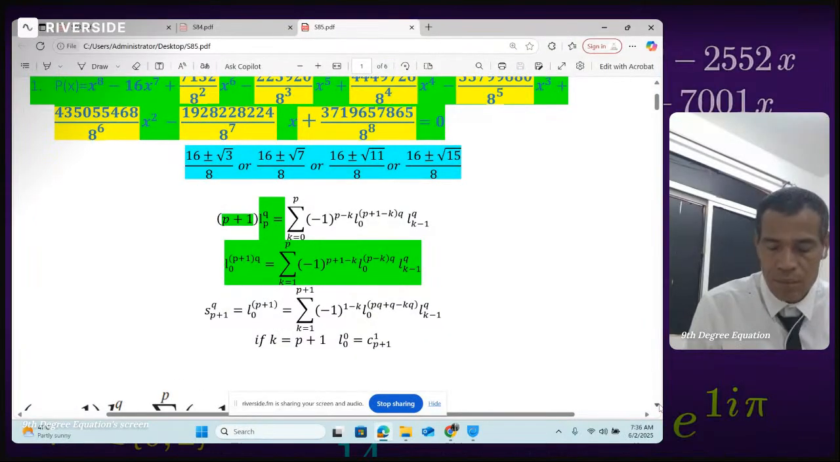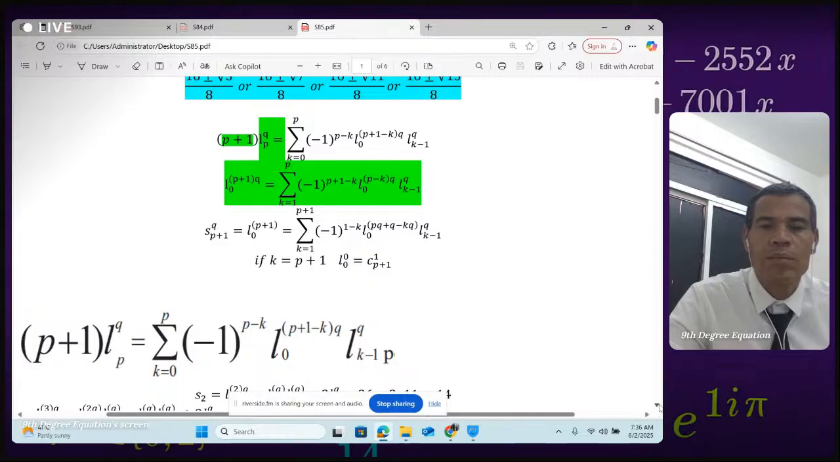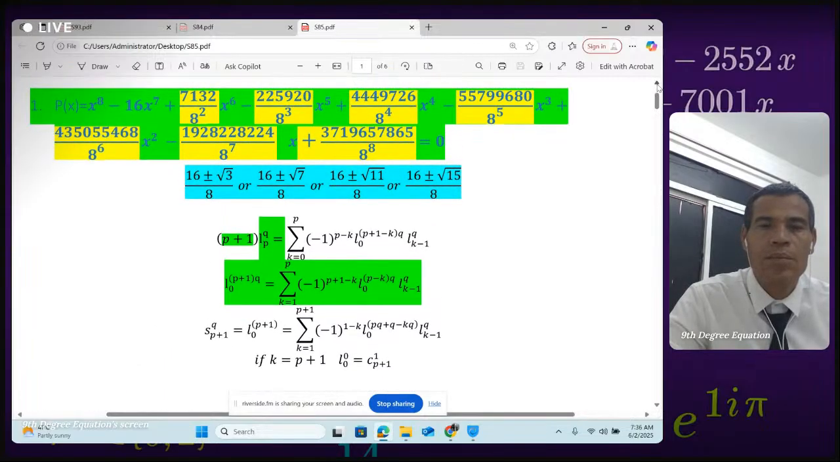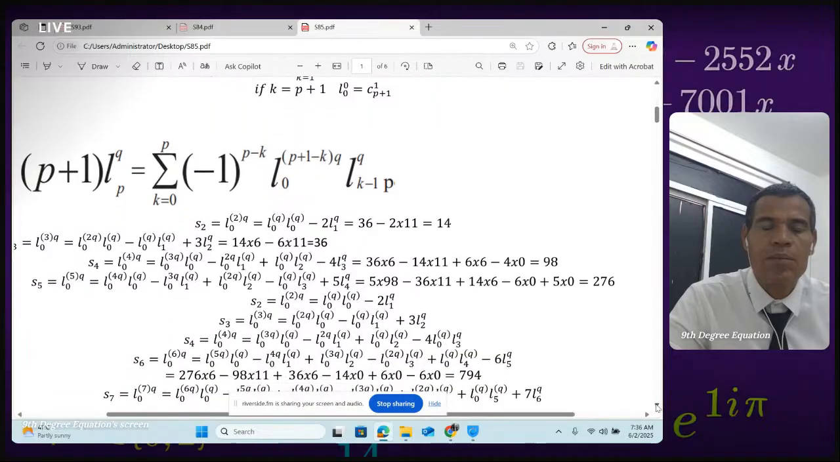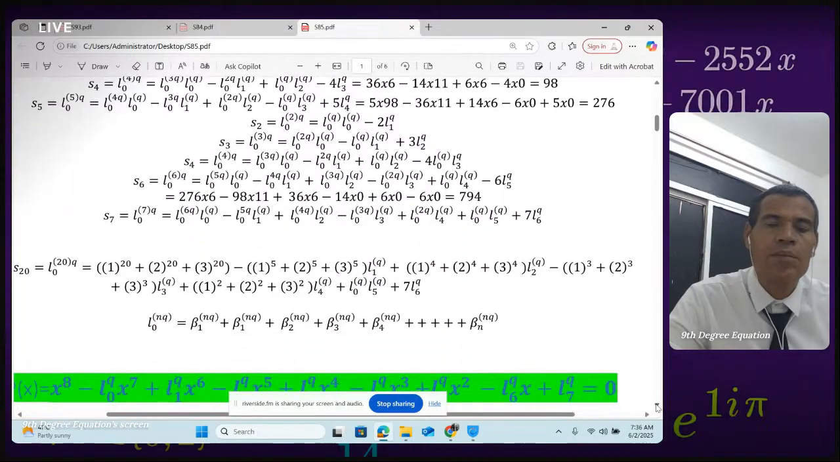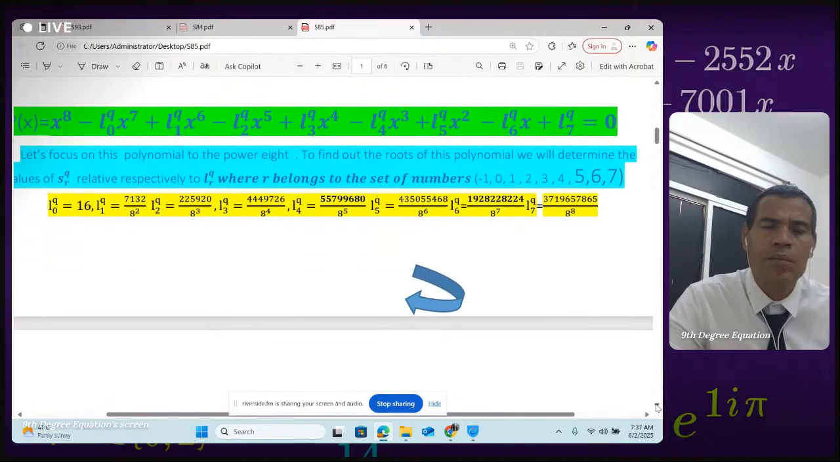It shows calculations for another set of related terms called LRQ. How are those related? Well, the document gives formulas showing how these LRQ terms are derived from the LRQ values. So it's like a second layer of transformation on the initial data. Okay. And it gives examples. Specific results like S2 equals 14, S3 equals 36, S4 98, S5 equals 276, S6 equals 794. It even calculates S20, apparently. Yeah, some really involved ones.